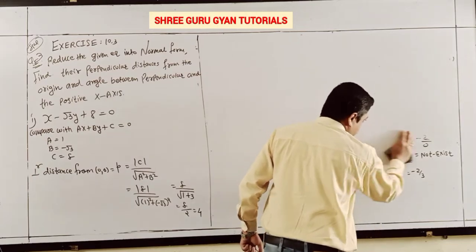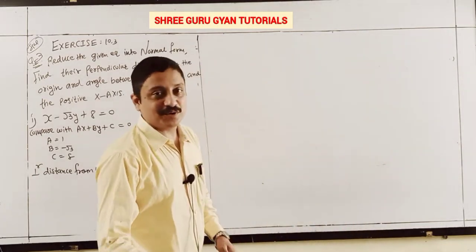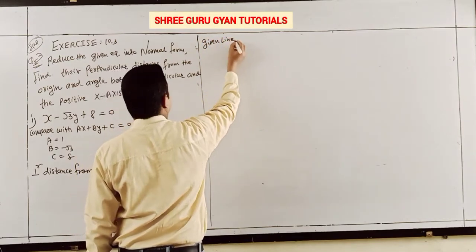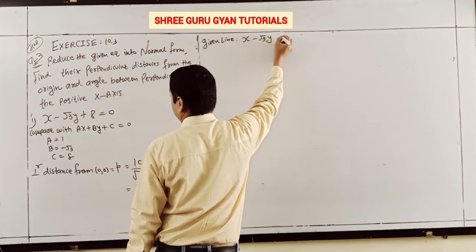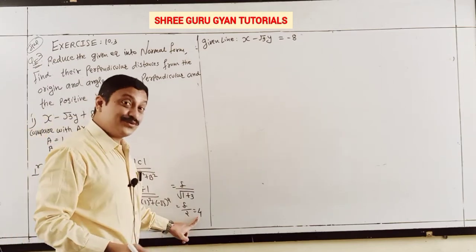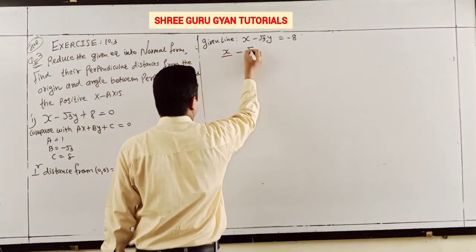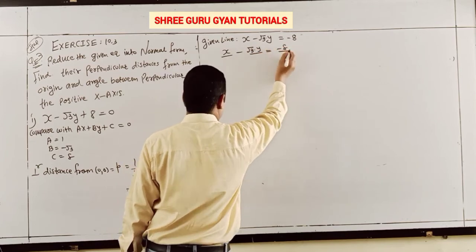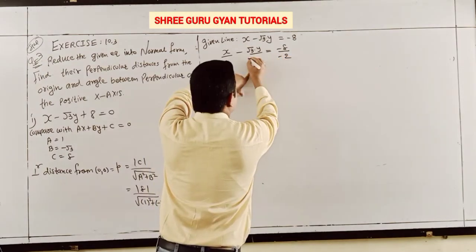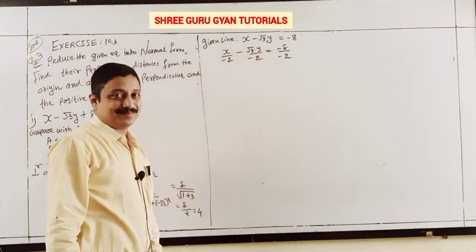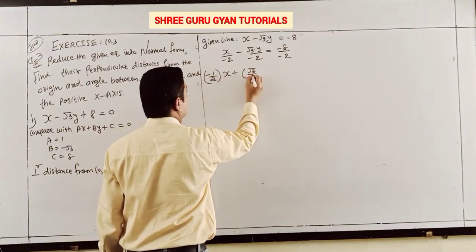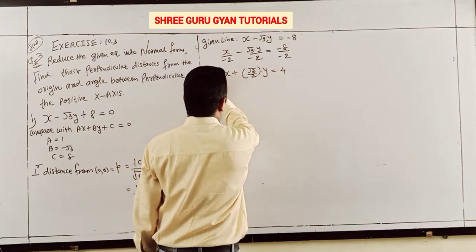Now I am moving ahead to find the equation in normal form, which means x cos alpha plus y sin alpha is equal to P. So what is your given line, students? x minus root 3 y is equal to minus 8. I convert 8 to the right side, and I want 4 anyhow. So can I write, dividing by minus 2, minus 2, minus 2: minus half x plus root 3 by 2 y is equal to 8 by 2, that is 4.